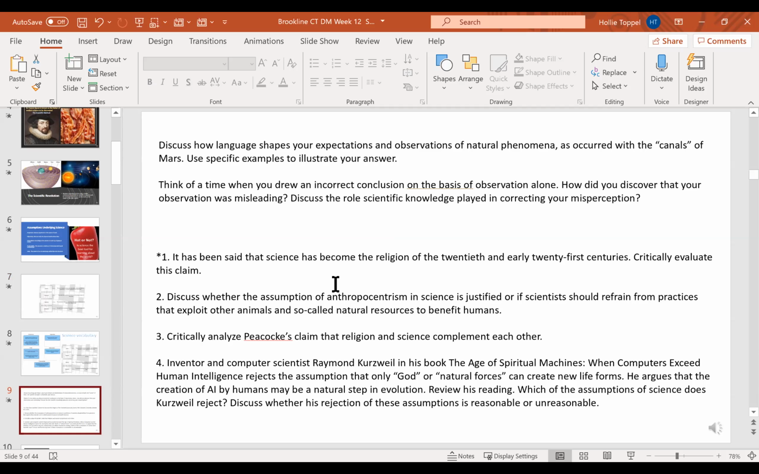Discuss the assumption of anthropocentrism: is science justified, or should scientists refrain from practices that exploit other animals and other so-called natural resources to benefit humans? Again, I believe that it's okay to study science. So if you want to talk about that. Another one is critically analyze Peacock's claim that religion and science complement each other. Do that. And here's another one. We're just going to go pass these up.